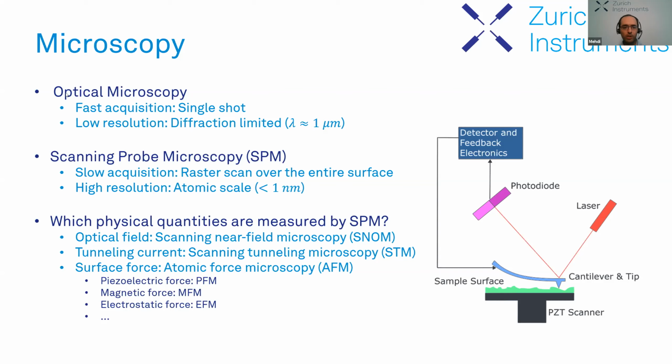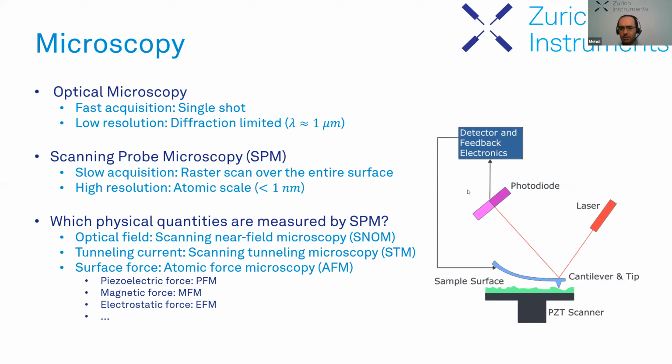If you combine scanning probe with optical microscopy using near field light, you are no longer limited by the diffraction of light, and then you have scanning near field optical microscopy, which is called SNOM. If you measure the quantum tunneling effect and the flow of electrons from the probe to the surface, then you have scanning tunneling microscopy, or STM, which provides really high spatial resolution. If you measure the force between the probe and the surface, then you have atomic force microscopy. And since there are different types of force between the sample and the probe, depending on the potential energy stored in between, we can have piezoelectric force, magnetic force, electrostatic force, van der Waals force, and these are different flavors of atomic force microscopy.